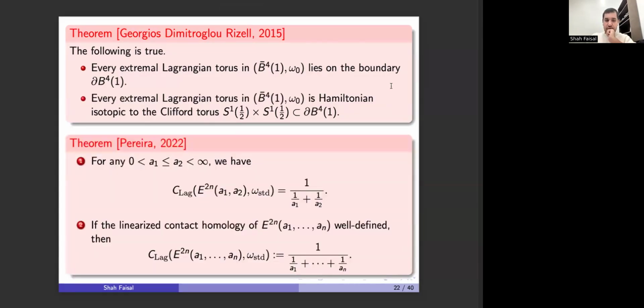Michael Pereira, who was a PhD student of Cieliebak, proved the second conjecture, saying that for 4-dimensional ellipsoids the conjecture holds, that the Lagrangian capacity equals the diagonal of the ellipsoid. And if the linear contact homology of the ellipsoid is well defined, then the conjecture is true in all dimensions. He proved it.